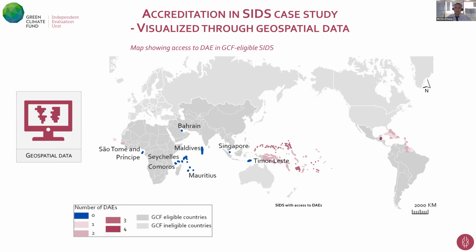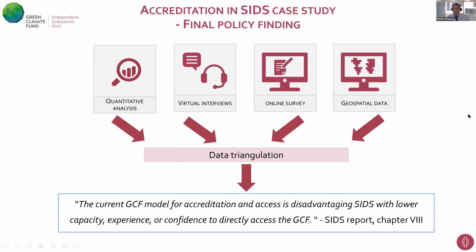And finally, moving forward to the next slide, we have seen how over the course of the preceding few slides the SIDS evaluation uses a series of quantitative and qualitative evaluation methods to assess the GCF accreditation process. Now, the emerging evidence and findings from these were triangulated, and the final outcome was the policy finding.